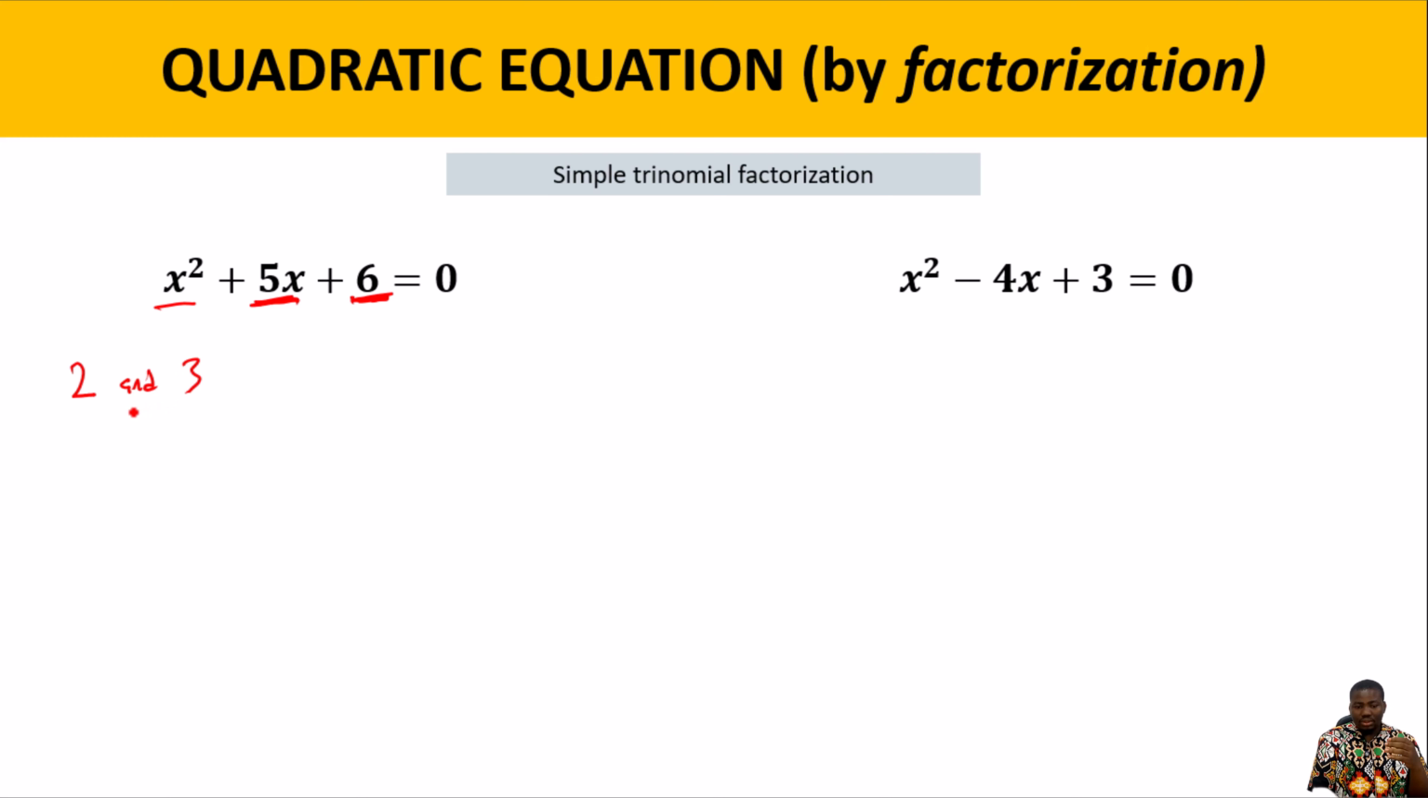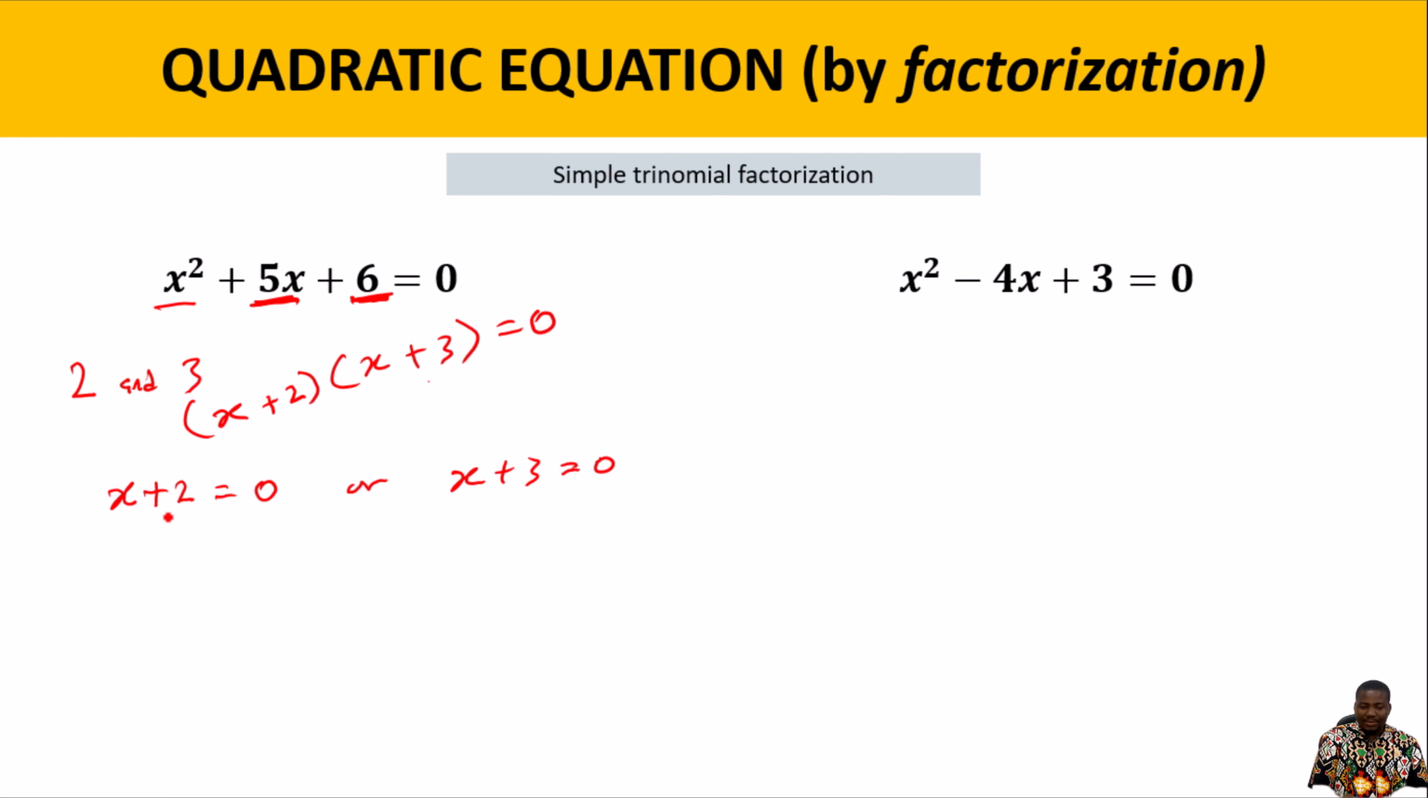So what you will now do is that you can easily just say the whole of this is x plus 2, x plus 3. We are using plus because what we have here is 2 and 3, not 2 and negative 3 or negative 2 and 3. So if we have negative, we say x minus 3. Do you understand? So equals 0. Now that we have this expression, we know that it's either x plus 2 equals 0 or x plus 3 equals 0. Now, x plus 2, we can subtract 2 from both sides. So x equals negative 2, or we can subtract 3 from both sides. x equals negative 3. These are our answers.